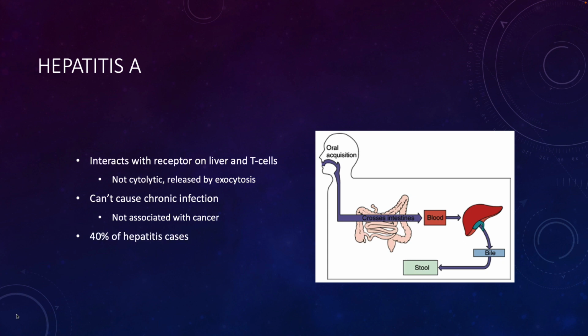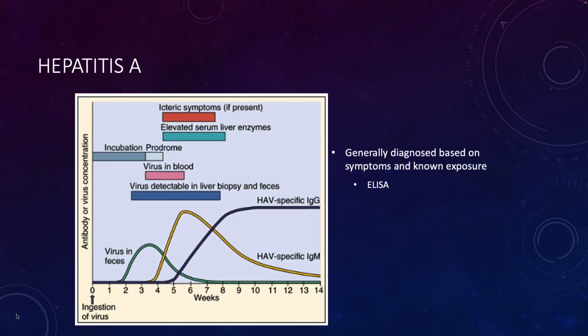This is one of the most common hepatitis viruses. It's associated with about 40% of hepatitis cases. And it can spread rapidly because people will be contagious before the symptoms occur. They can be shedding virus in their stool and then transmitting that virus to others before they even know that they're sick. So we're generally going to diagnose hepatitis A based on symptoms and known exposure.